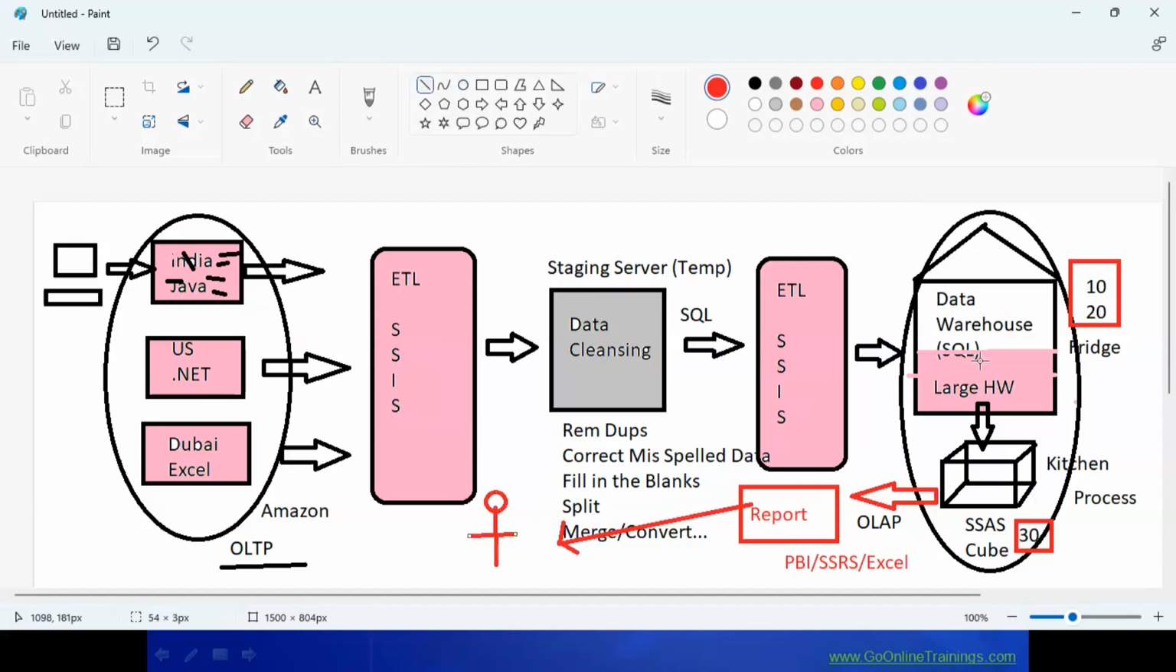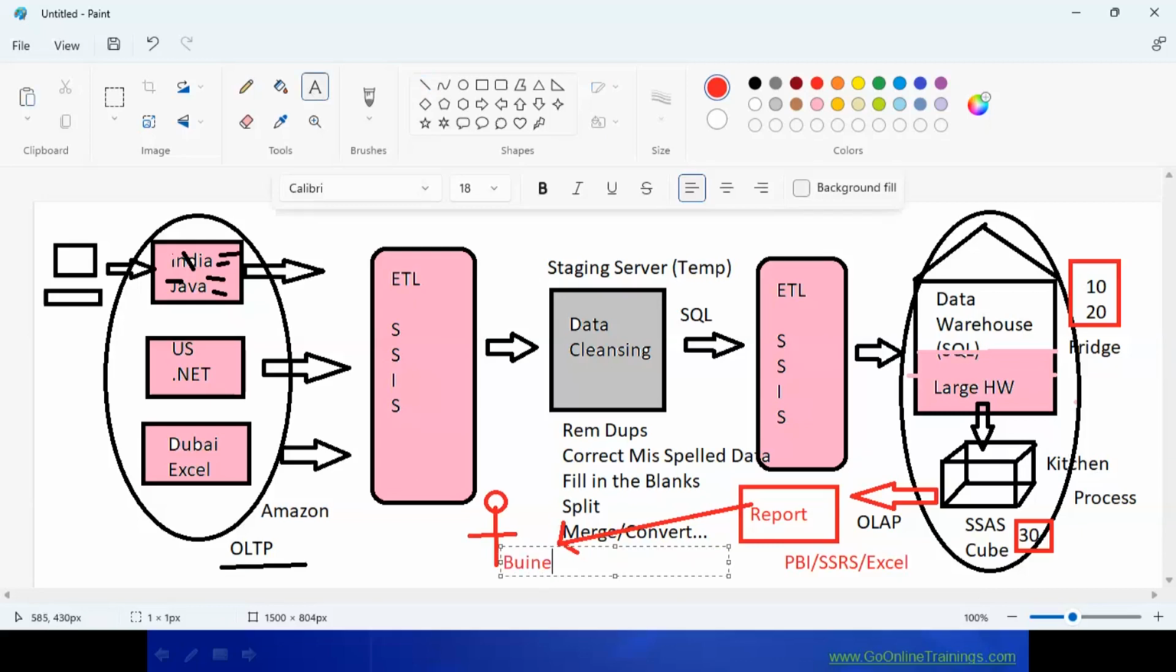For the processing purpose, we're going to be using an application called SSAS, SQL Server Analysis Services, which is going to be performing the processing. Processing means, as in the couple of examples I gave you, cutting the vegetables, grinding, heating, boiling. You're going to be aggregating the data, finding minimum, maximum, country-wise sales, year-wise sales. All the processed data is going to come.